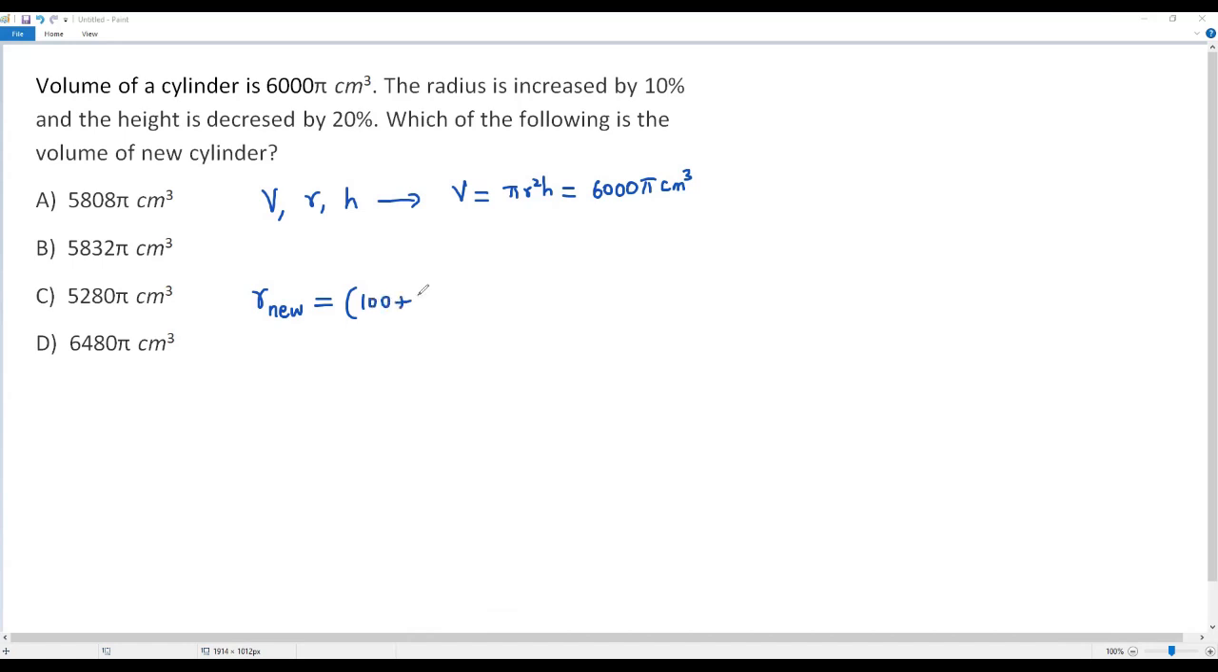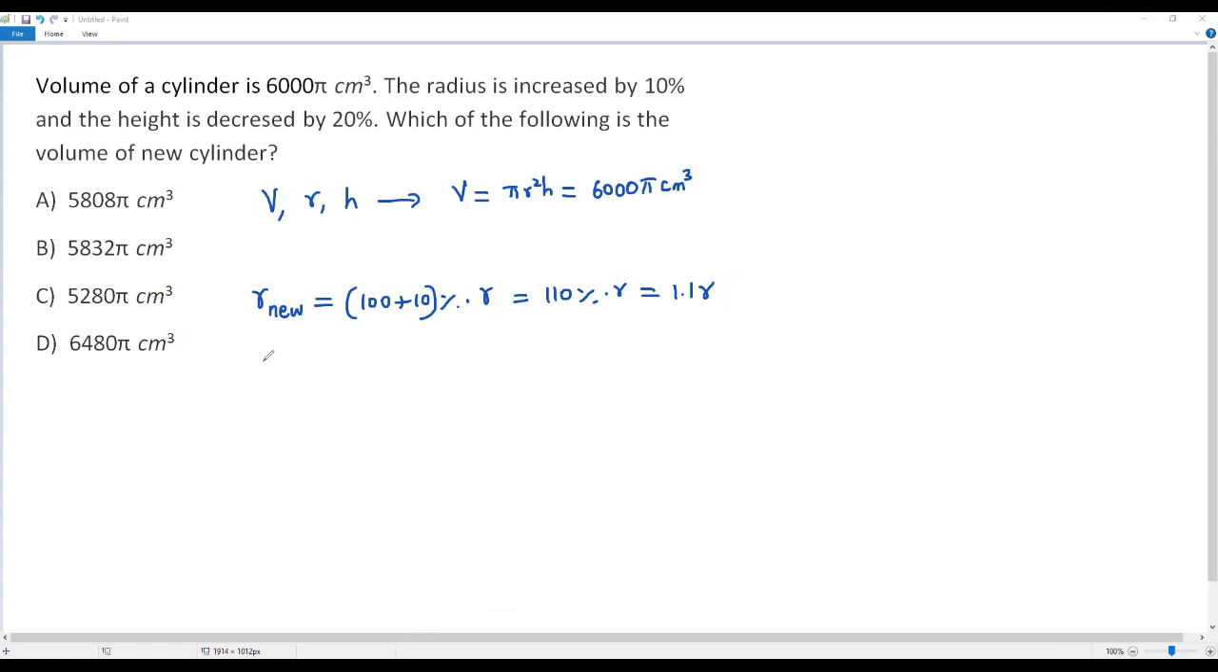Then we have 100 plus 10 percent times the value that we are increasing by 10%. We increase the original radius by 10%, so that original radius should be taken over here. When I add 110, I am getting 110%, that is 110% times R. The decimal form of this percentage is 1.1. Then I am getting 1.1 R. This is the radius of the new cylinder.